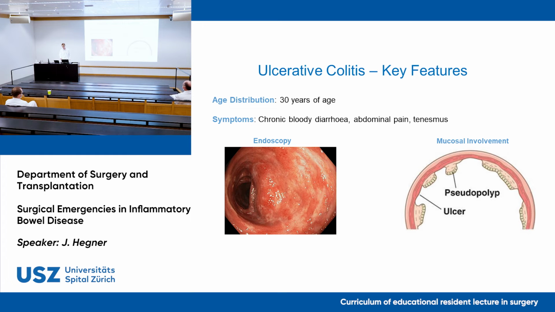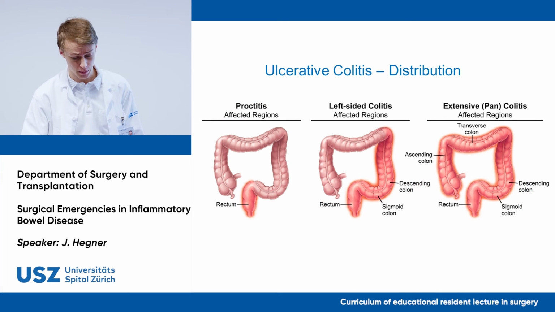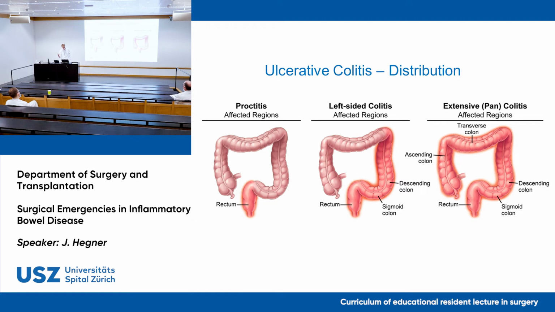And typical endoscopic findings here include a red, inflamed, and friable colonic mucosa. Roughly 50% of patients will have disease limited to the rectum. A third will have the disease of the rectum and of the left side of the colon. And roughly a fifth of patients, 20%, will have the disease of the entire colon, so pancolitis.